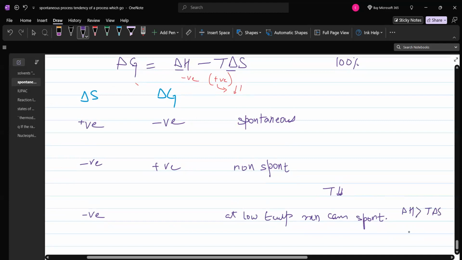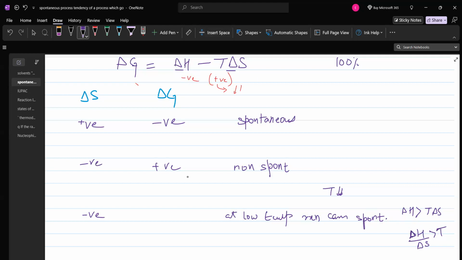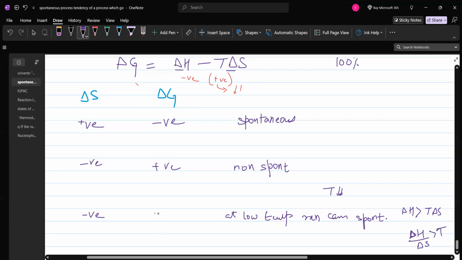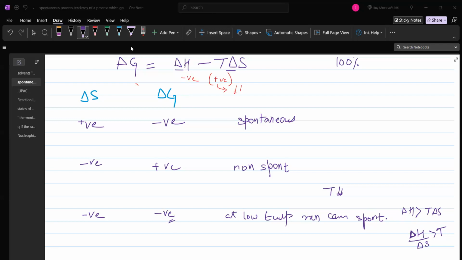So you can also say delta H upon delta S. You don't have to remember it, I'm just showing you in full. The temperature should be lesser than this, so that you will get negative delta G. Got my point? This is conditional. It depends on temperature, right? Got my point? Kindly respond.